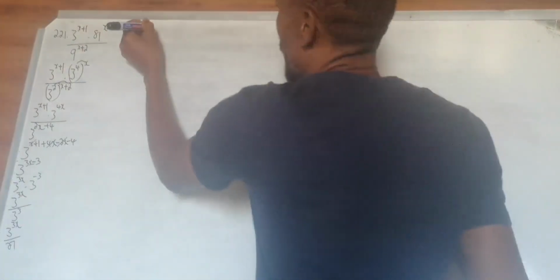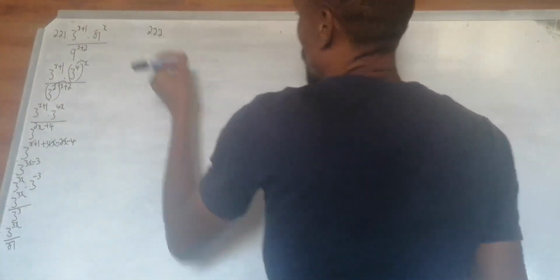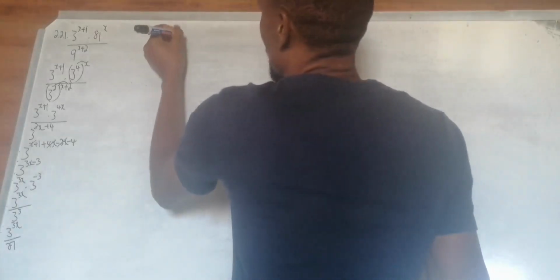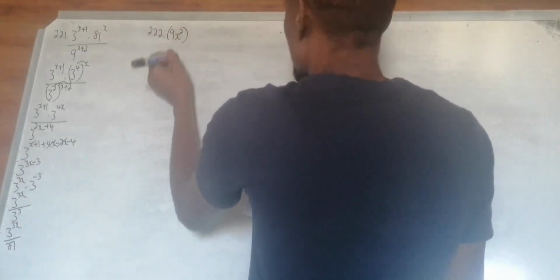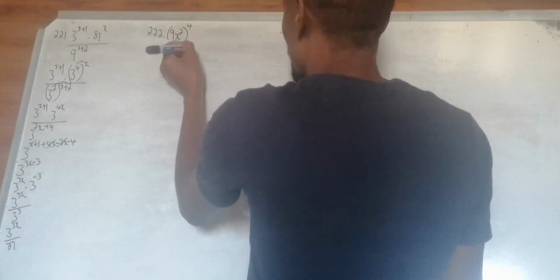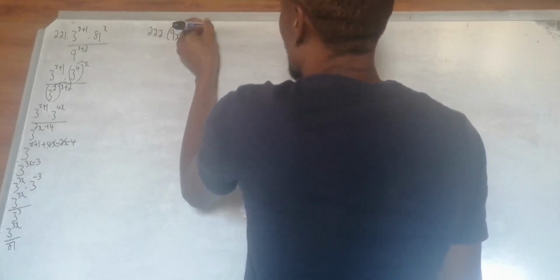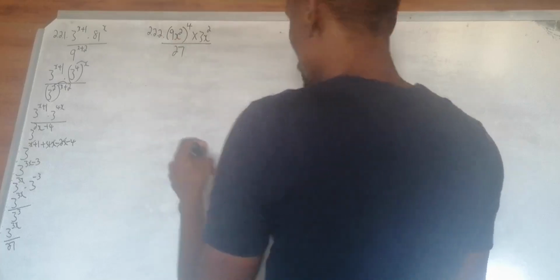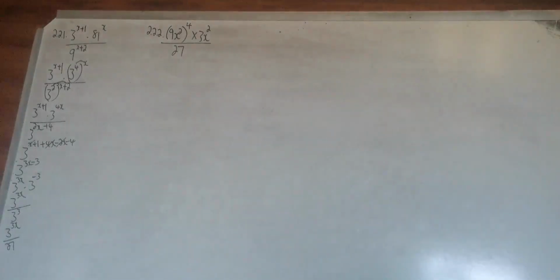2.2.2. We have 9x squared exponent 4, times 3x squared, divided by 27. This is something very simple, very basic for a grade 10 learner that one should be able to solve.